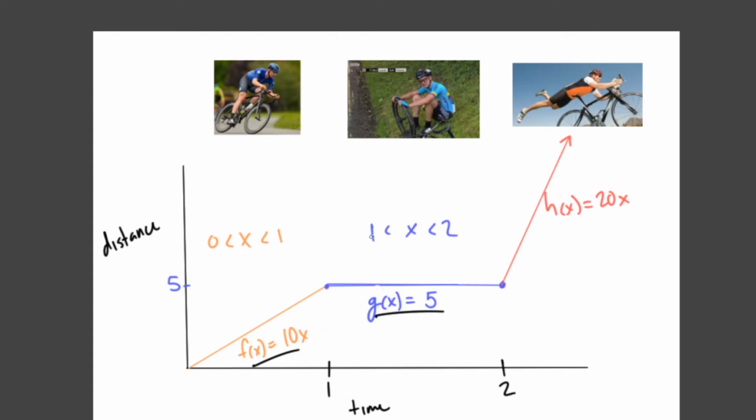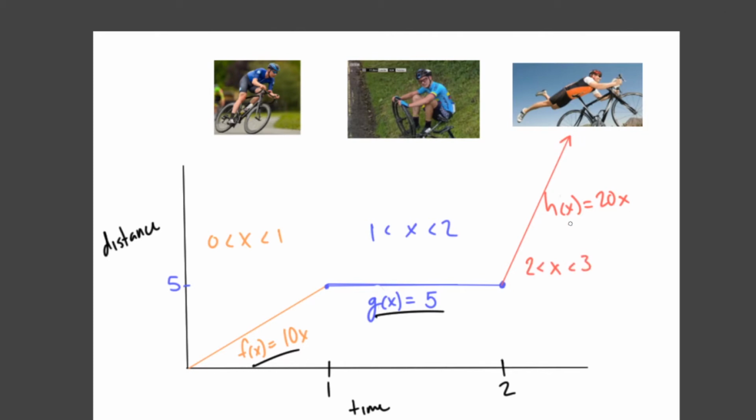So when x is between 1 and 2, we use g of x. And then finally, the heroic victory at the end, when x is greater than 2, would be this function at the very end here, into infinity, essentially when he stopped. So if he did stop, let's say he stopped at 3 hours, we can say x is between 2 and 3.